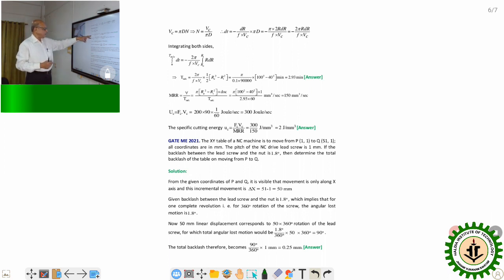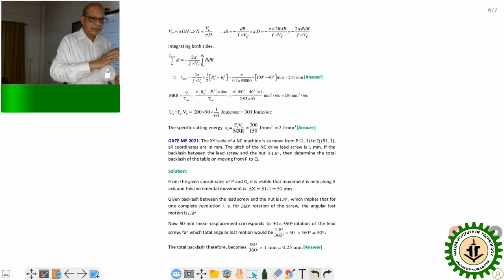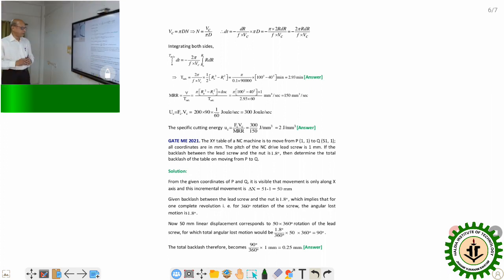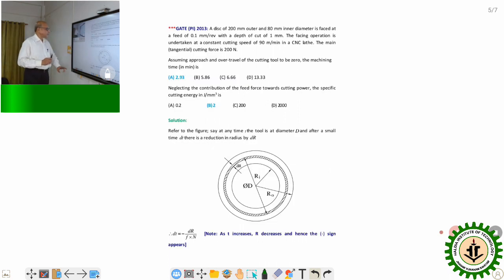So then T machine becomes 2 pi by f into Vc, half r0 square minus ri square. The values are given. Eventually we will get machining time as 2.93 minutes. In some solutions by some agencies, you find a shortcut method by averaging the diameter, but that has no such scientific background. So that is the appropriate approach to solve this sort of problem. Now coming back to the second part, the correct answer will be 2.93 minutes. In the second part, it was told the main tangential cutting force is 200 Newton.